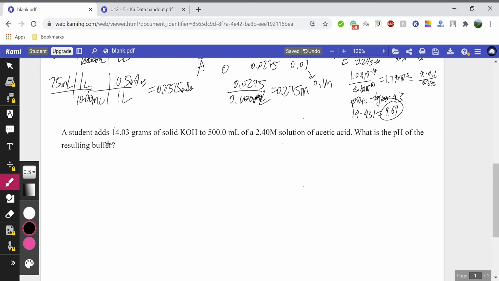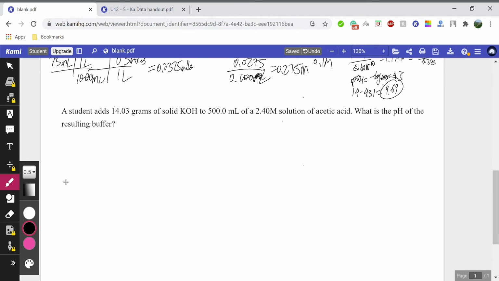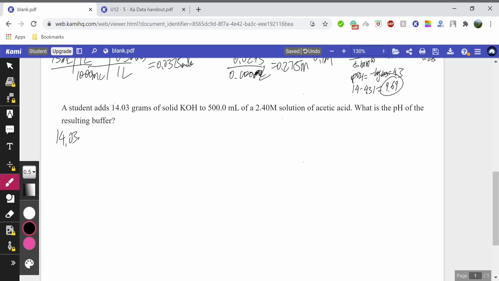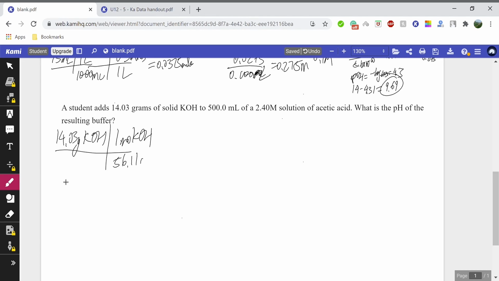Now finally, it said a student adds 14.03 grams of solid KOH. What is the pH of the resulting buffer? Alright, so 14.03 grams of KOH is going to be equal to moles of KOH. Let's see how much KOH weighs. K is 39.1 plus 16 plus H 1.01, which gives you 56.11. So 14.03 grams divided by 56.11 grams per mole will be equal to 0.25. And this is moles.